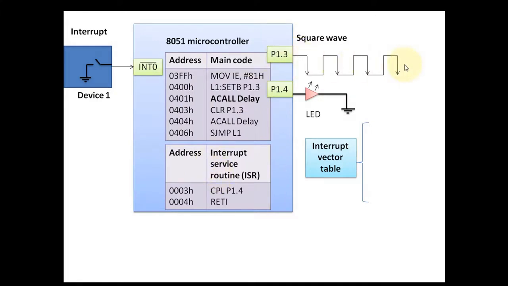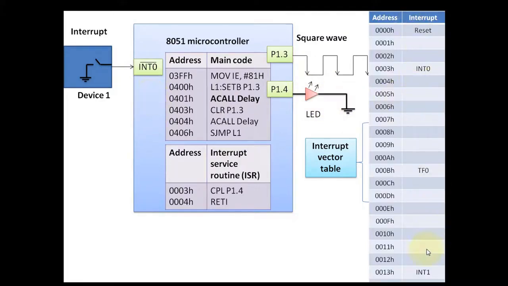Continuously I am generating a square wave. Whenever there is an interrupt, I want the change in the LED state. And these are the addresses for the interrupt vector table. 00 for reset, 003H to 00AH is for INT 0. Suppose the microcontroller is currently executing this code, and now it is executing particularly this line of code, clear port 1.3.